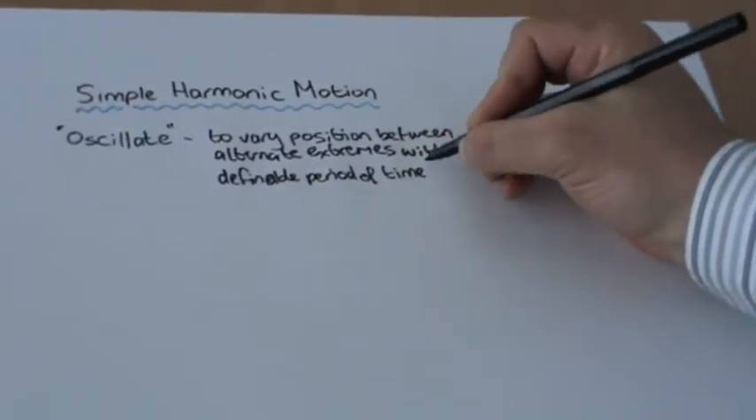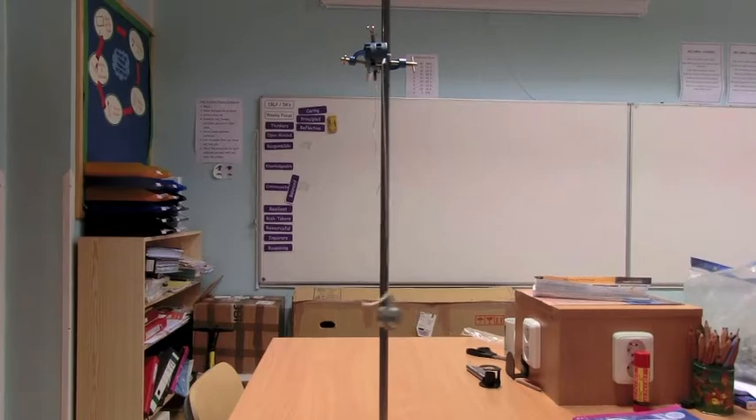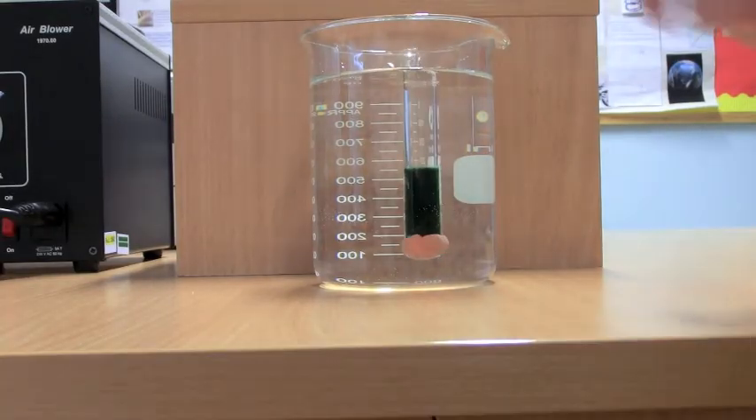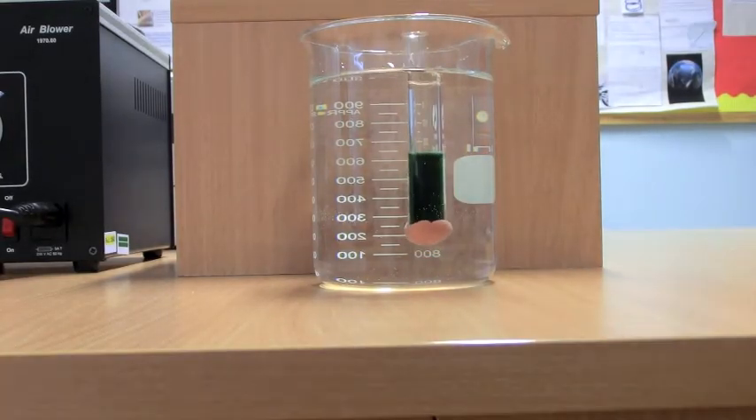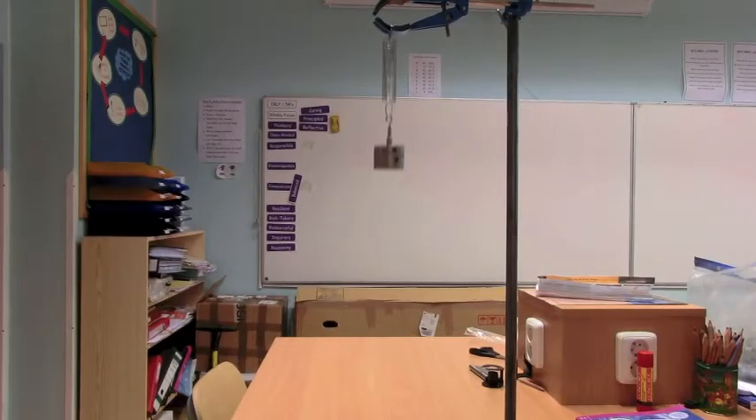Let's have a look at some examples of oscillations. So this is the simple pendulum, a column bouncing up and down in water, an air track slider, sliding backwards and forwards on an air track, it's got elastic bands attached to each end, and a weighted spring bouncing up and down.